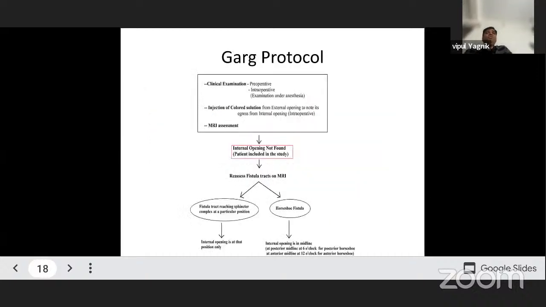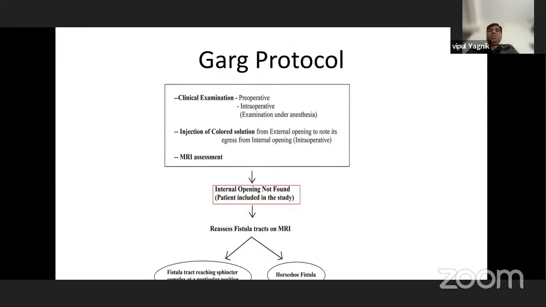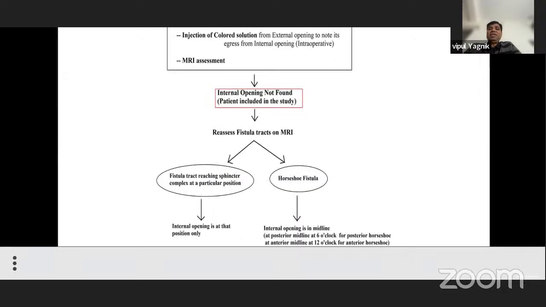So we normally follow the GERC protocol. After the MRI assessment, if we do not find an internal opening, again we check on the table and reassess the fistula tract on the MRI. If the fistula is reaching the sphincter complex at a particular position, then the internal opening is likely to be at that position only. In horseshoe fistula, the internal opening is usually in the midline. So this is the complete methodology we follow.